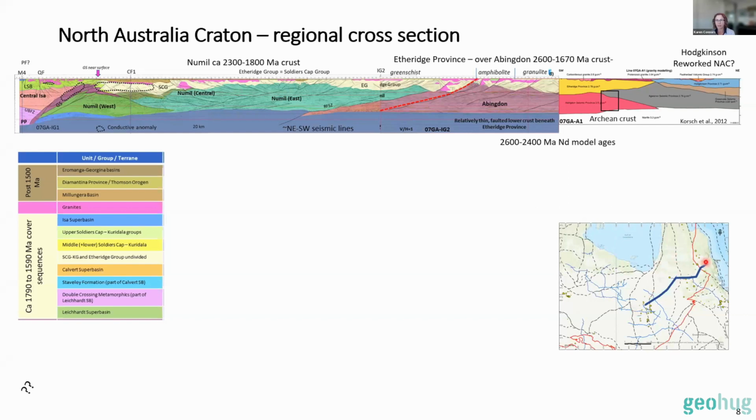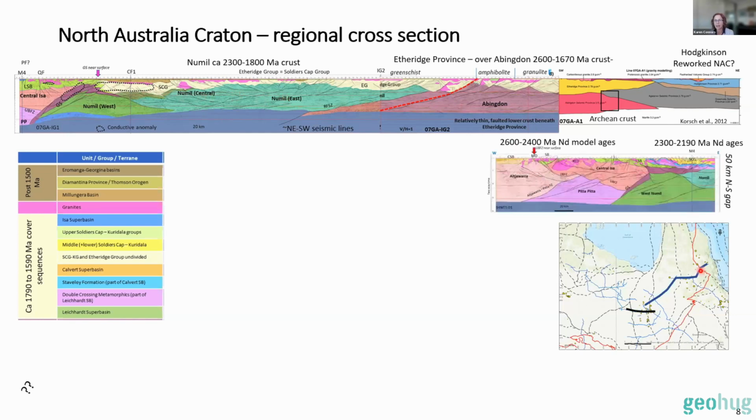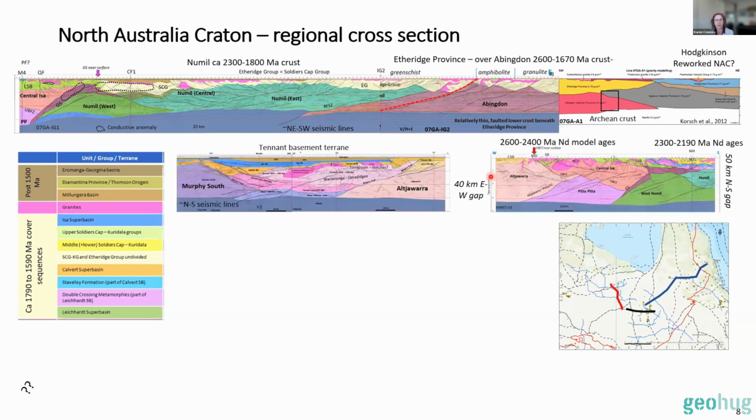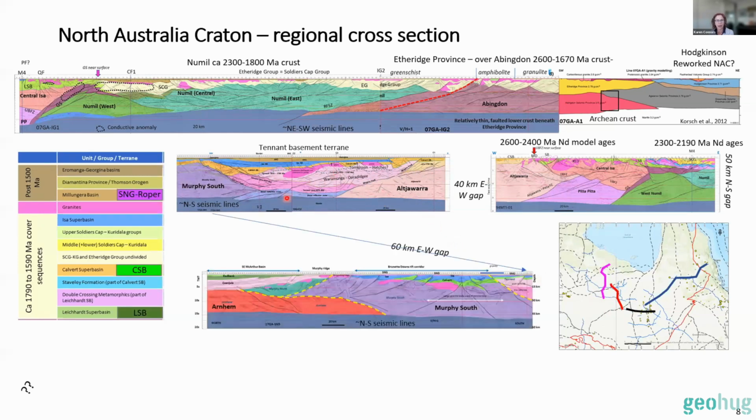So coming from the northeast, we have the Numil terrain and Abingdon. These were originally described by Russell Korsch and the GA team. A lot of low angle faulting in here. And then we step through, this is the old 94 seismic line, the first one from up at Mount Isa. We have the thicker, more competent crust, and we see the older neodymium ages. And now we're swinging northwest along the Queensland-NT border, Aljawarra and Murphy South with Tennant in between. We've stepped to the west.